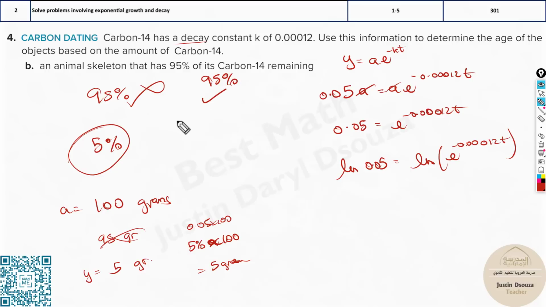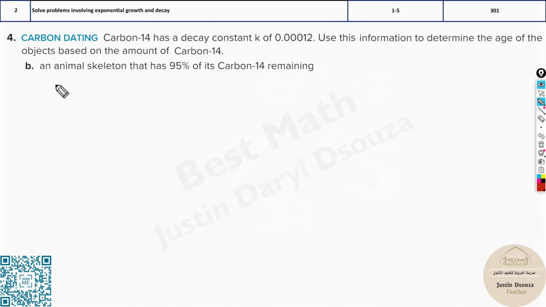So here y is 95% A or 0.95 A. So out of 100, if initially A was 100 grams, 95% remaining means 95 grams is still there. That's what it is. So here it's the same formula. Let me just take it off. You have to write given and everything for each question. Now the formula is given as y equals A e to the power minus kt. Why? Because minus is for decay.